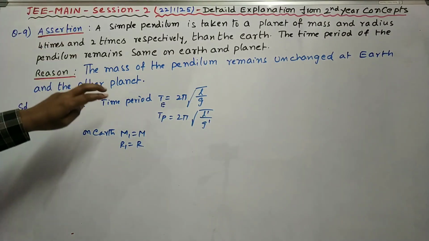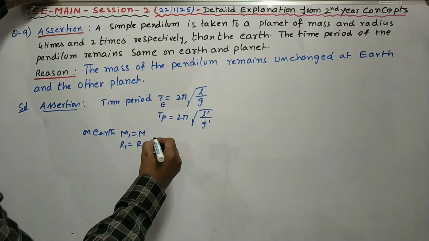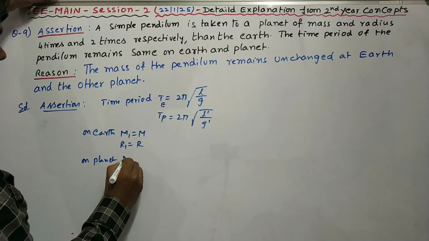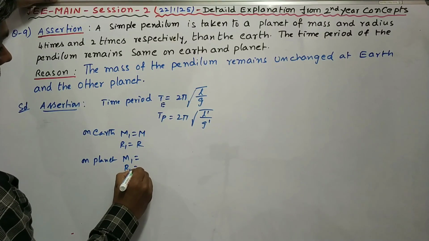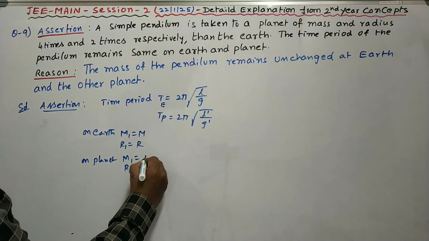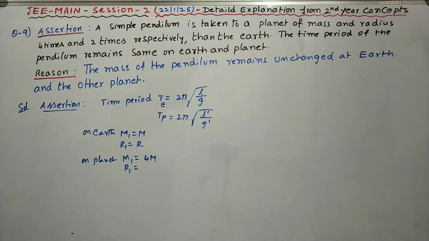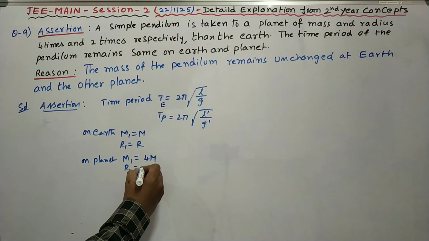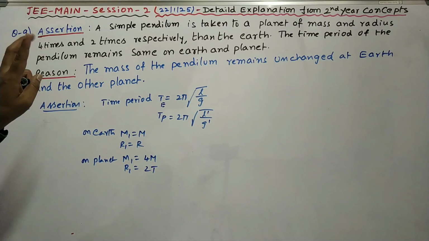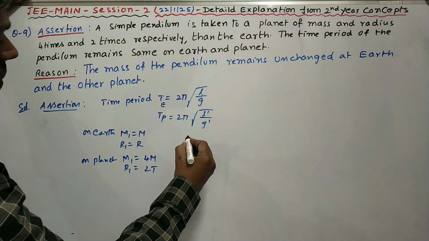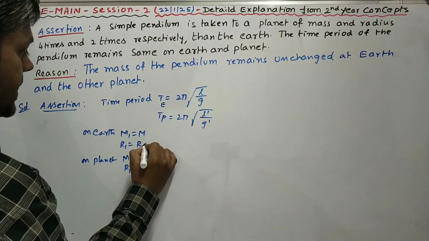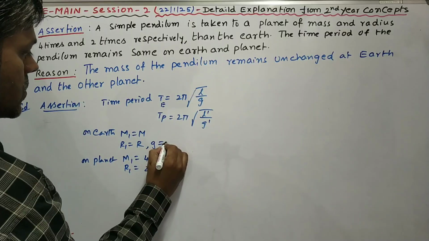Later on the planet, mass is 4 times, 4m. Moreover, radius is equal to 2 times, 2R. Right. So on Earth g is equal to g. That means on the planet, on another planet g dash is equal to what?